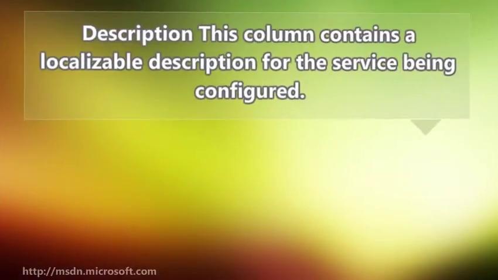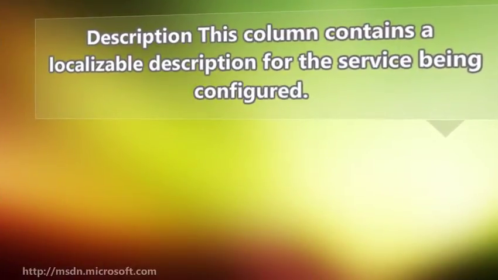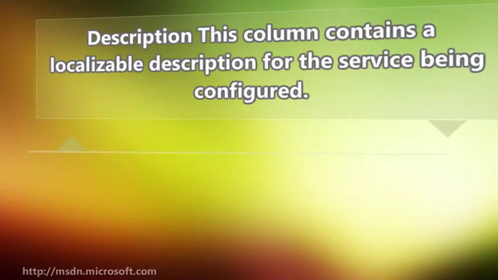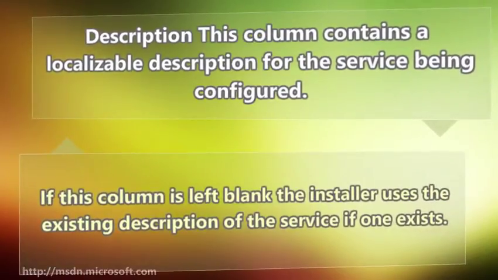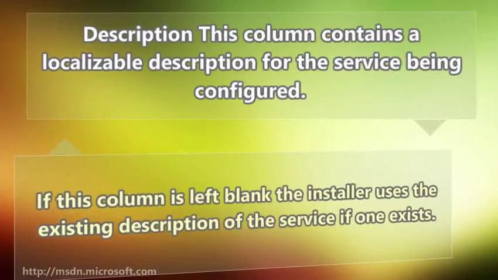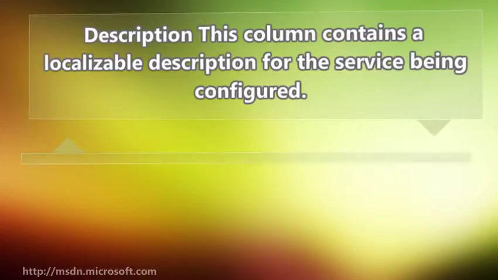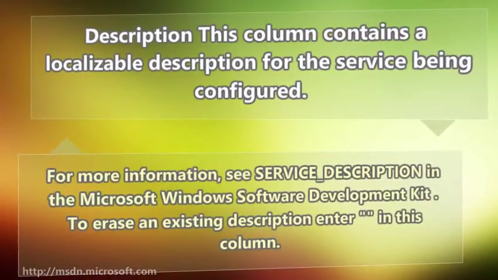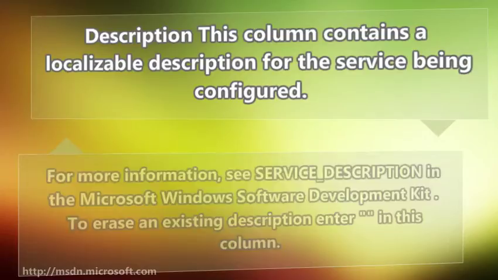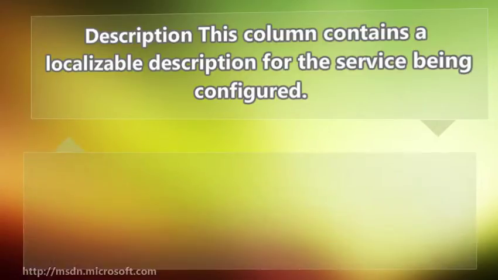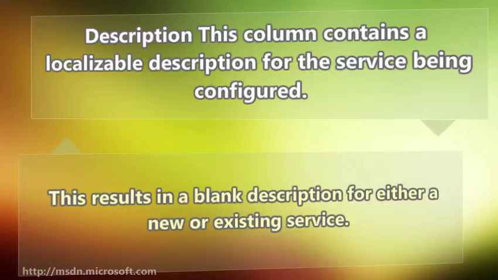Description. This column contains a localizable description for the service being configured. If this column is left blank, the installer uses the existing description of the service if one exists. For more information, see SERVICE_DESCRIPTION in the Microsoft Windows Software Development Kit. To erase an existing description, enter [~] in this column. This results in a blank description for either a new or existing service.